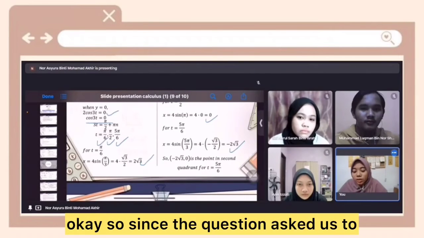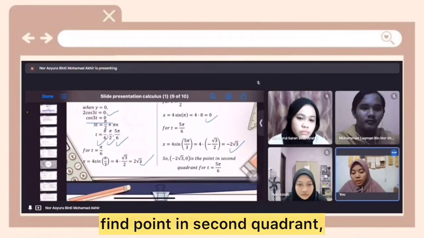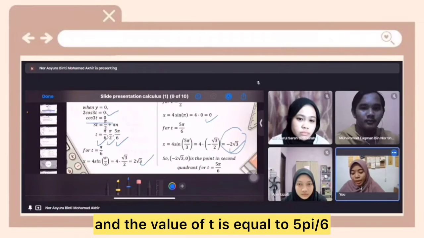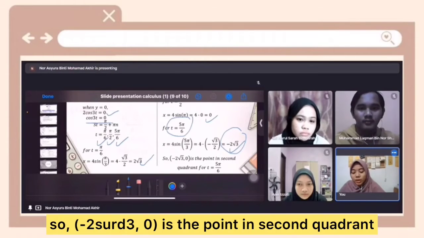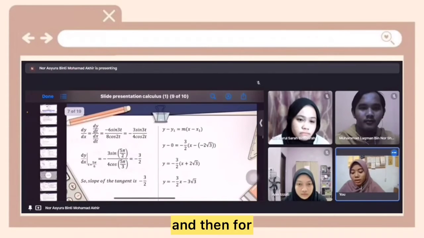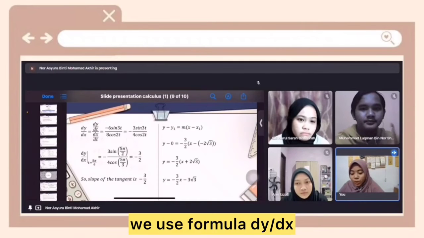The question asks us to find the point in the second quadrant. So for the second quadrant, x must be negative, which is negative 2 sec 3, and the value of t is 5 pi over 6. So (negative 2 sec 3, 0) is the point in the second quadrant for t equal to 5 pi over 6. And then to find the slope, we use the formula dy over dx.